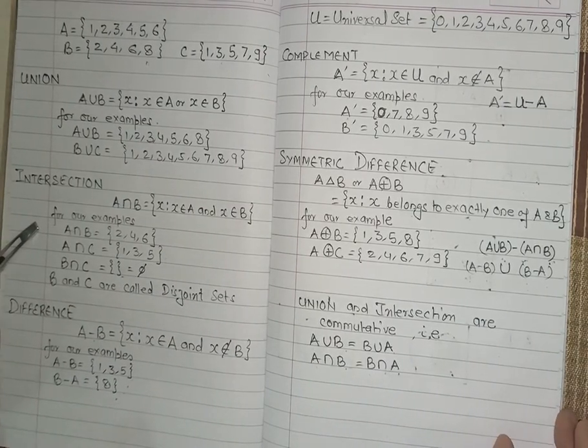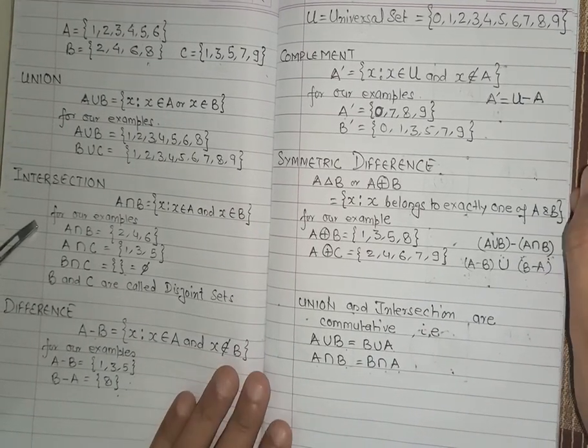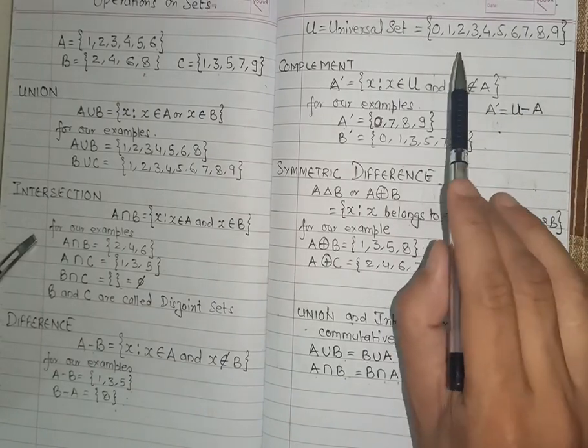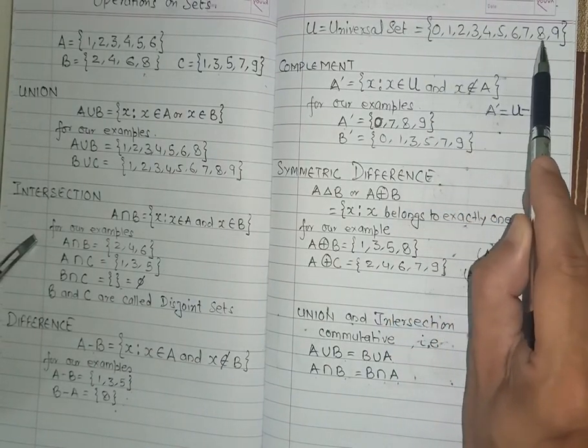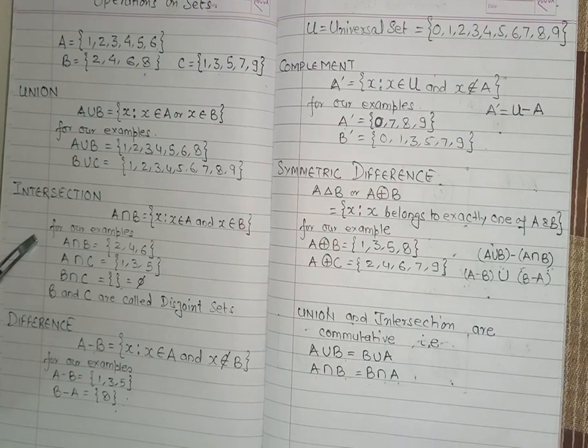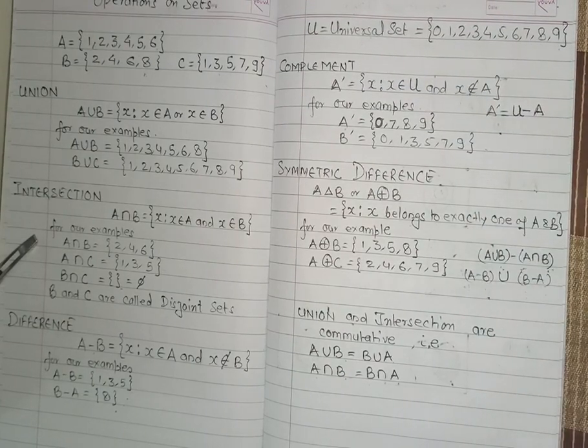Now, let's define a universal set. For this problem, we are defining the universal set as comprising the elements 0, 1, 2, 3, 4, 5, 6, 7, 8, 9. Now, using this universal set, we'll define the next operation, which is called the complement operation.